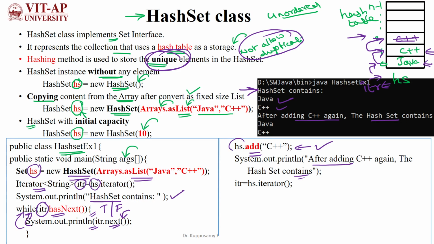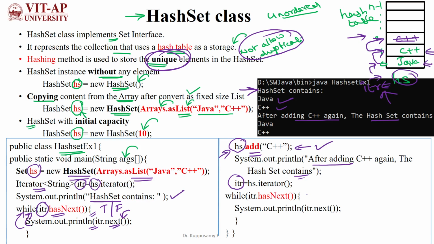So I am transferring the content available in the HS to the ITR freshly after this statement. So I am assigning to the ITR, then I am displaying as per the ITR.hasNext procedure. You see it is displaying only two elements because the C++ is not stored in the hash set, since it is the duplicate element. So like this, the hash set is not storing the duplicate elements.